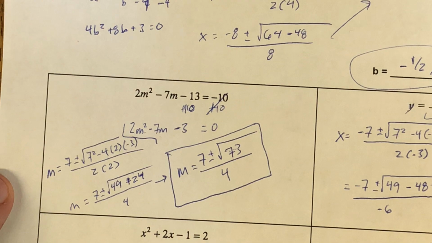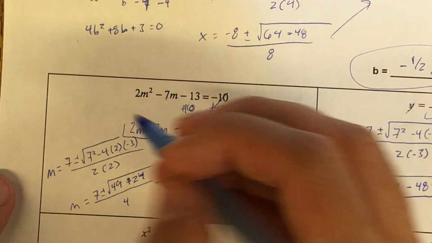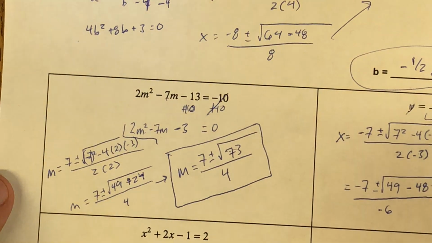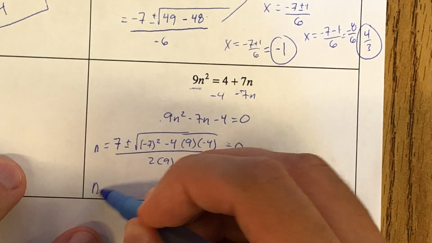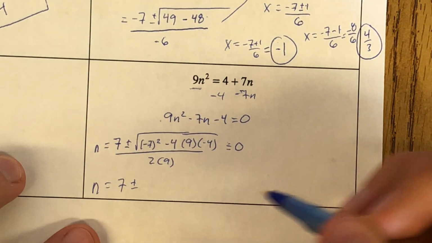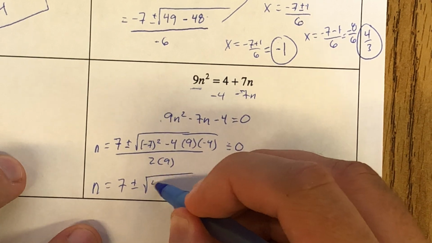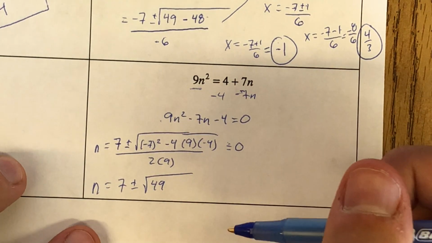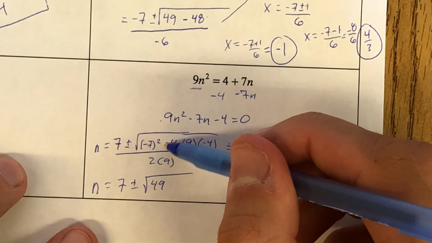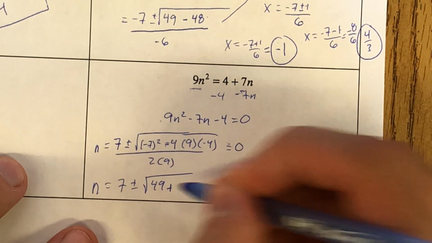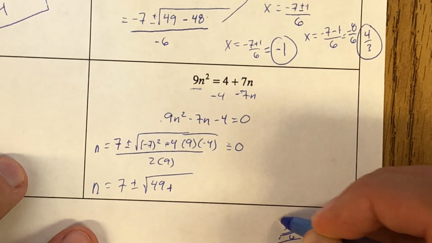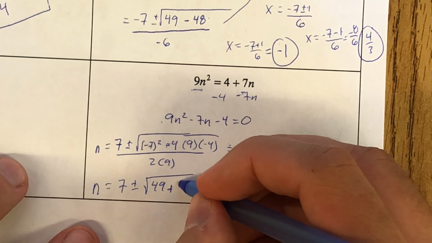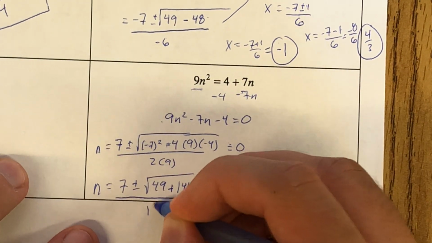I'm noticing that in the first problem, I didn't end up making any actual mistakes, but b was actually negative 7 there. I should have written that as negative 7. Sorry about that. But continuing, simplify the problem. So we have square root of 49. 4 times 9 is 36, or negative 36 rather. Times negative 4 is going to give me positive 36 times 4. Whew. So that's 144. That's a nice number. All over 18.